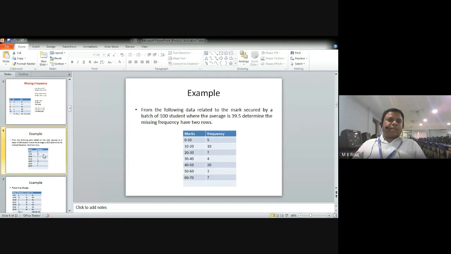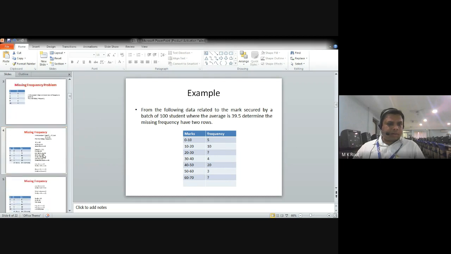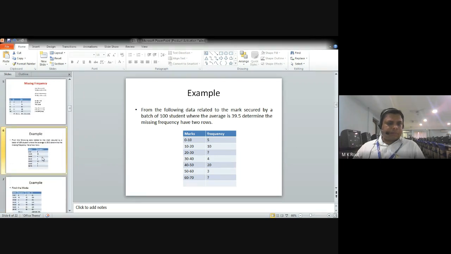Here is another example. From the following data related to the marks scored by a batch of 100 students, where the average is 39.5, determine the missing frequency having two rows. One row is for 20 to 30 and another is 60 to 70. Calculate the missing frequency.